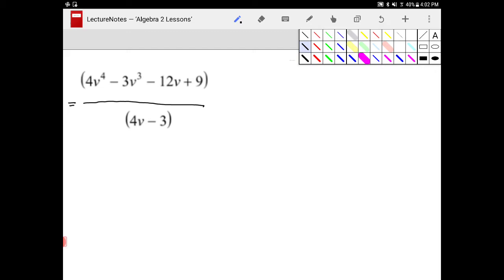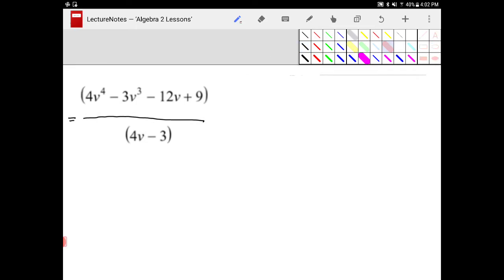whether or not this is reducible by factoring. Just looking at this, if you have a bit of number sense, you can tell that the left half and the right half of the numerator will share a common factor. Can you see it? If I factor out a common factor of v cubed, and if I factor out a common factor of 3, you're going to see there will be a common factor of 4v minus 3. If you don't see it, that's okay. With more experience, you will.